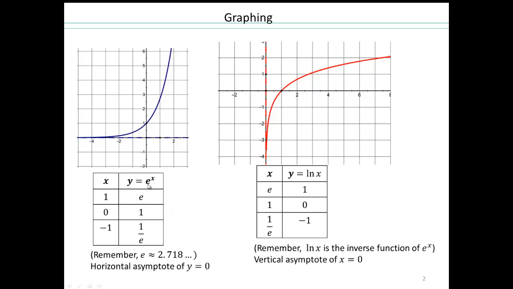In general, if I have the exponential function 2 to the x, then when x is 1, I'll have 2, when x is 0, 1, and when x is -1, 1 over 2. And I could have log base 2 of x: I can have (2, 1), (1, 0), (half, -1). And again, the vertical asymptote would be x equals 0. So just remember, natural log x is the inverse function of e to the x. So here are the two graphs of the exponential function and the logarithmic function. Don't forget the asymptotes for these two graphs.